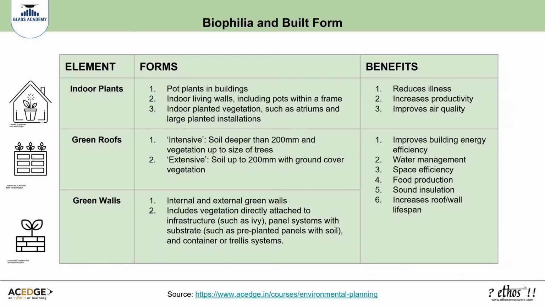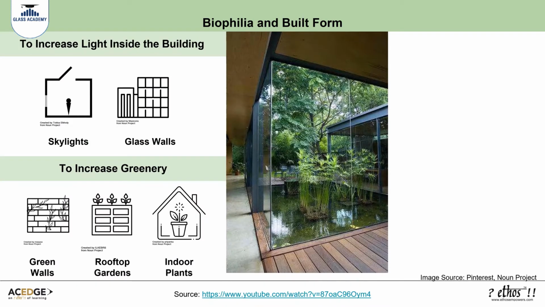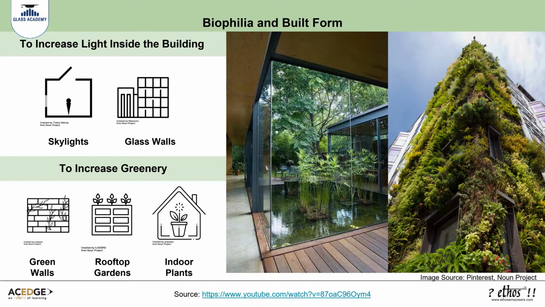Here are some elements that you can consider while designing your building. Indoor plants reduce illness, improve air quality, and also increase our productivity. Green roofs and walls bring clean and healthy air indoors, reduce heating and cooling loads, and reduce unnecessary noise from the outside. Skylights and glass walls can increase the amount of daylight and enhance connection with the outdoors. Green walls, rooftop gardens, and plenty of interior plants can be used to add greenery to the built environment.